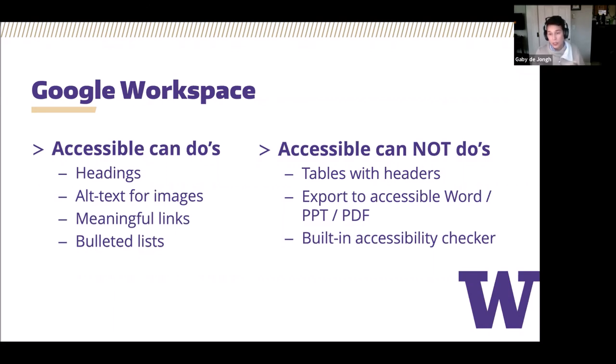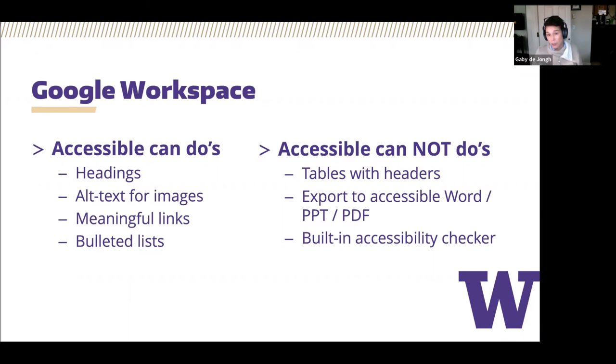When creating lists, again, use the bulleted or numbered list feature instead of manually inserting asterisks, numbers, or tabs. And something to keep in mind is that tables cannot be made accessible in the Google Workspace, as it's not possible to designate header rows or header columns. It's important to note that when exporting a Google Workspace document to either Word or PowerPoint, accessible elements may not map accurately and may not produce an accessible Word or PowerPoint document, especially if you have included tables.